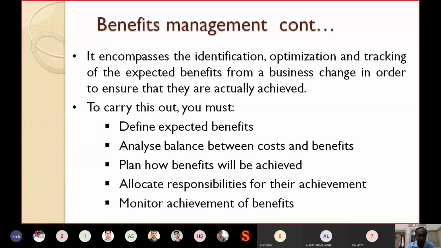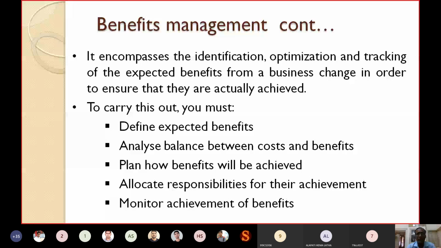So how can you carry out benefits management? In order to carry out benefits management, you must do the following things. First, define what your expected benefits are. I have already told you about different types of benefits like tangible, intangible, direct, indirect, fixed, and variable. So you define the expected benefits. Some of the benefits may not be possible to define, like user satisfaction, or corporate image, loss or degradation of corporate image. But try to define the expected benefits.